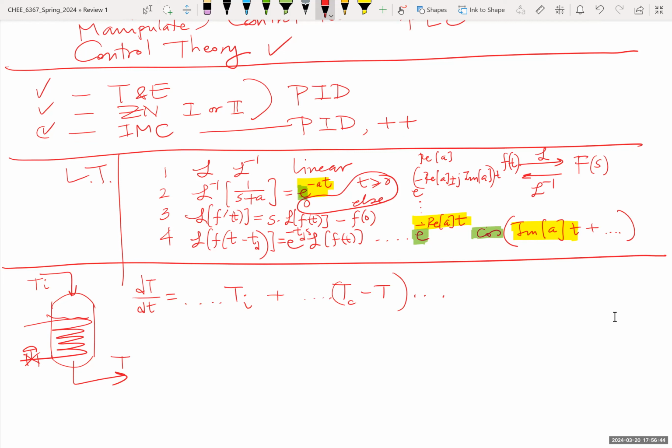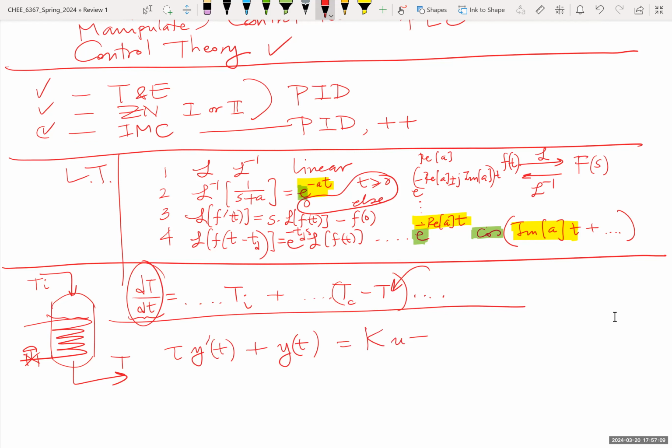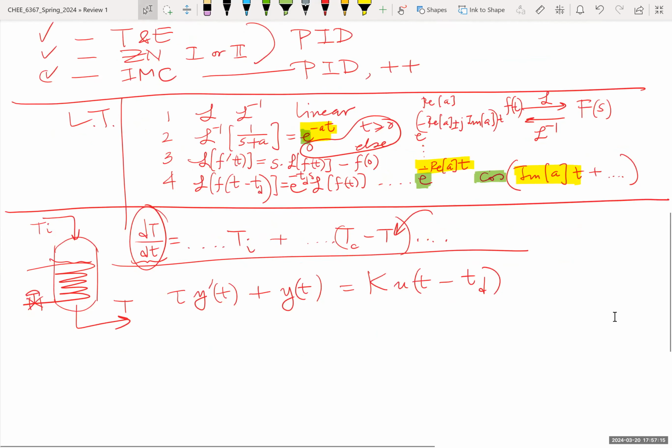Can you make this linear? Well, what is this equation? First of all, this equation may not be linear, so you have to linearize it. But if it's linear, it's typically first order. You have a first order derivative. So typically, you'll write it in the form tau y prime of t, the first derivative, plus y of t, which is equal to k u of t. And if you have a higher order system, you may have a time delay. On this, you can apply Laplace transforms.